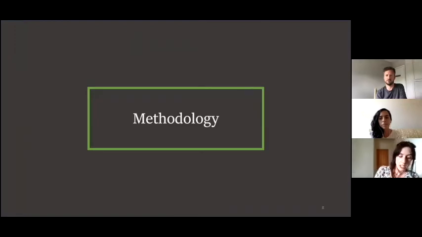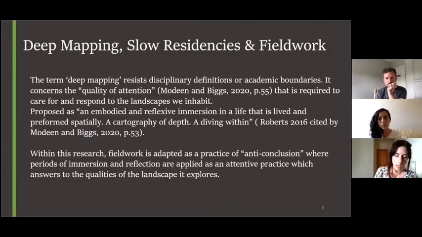So the methodology taken up in my research is one of qualitative data gathering. It's an action-led phenomenological approach that centers around specific case studies. And each case study is investigated through practice-based research in the form of artist residencies. The framework of deep mapping, slow residencies, and fieldwork reimagined, as outlined by Modine and Biggs, is adopted to respond to the complex and elusive questions that emerge from slow violence through a corresponding practice of slow residency.